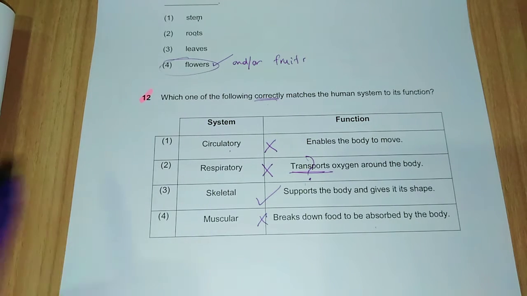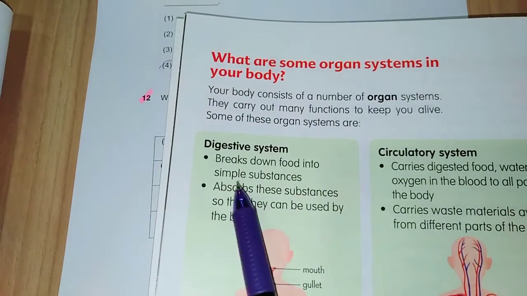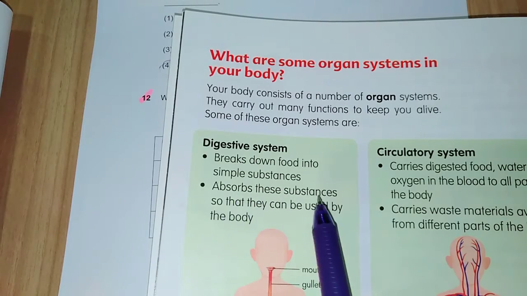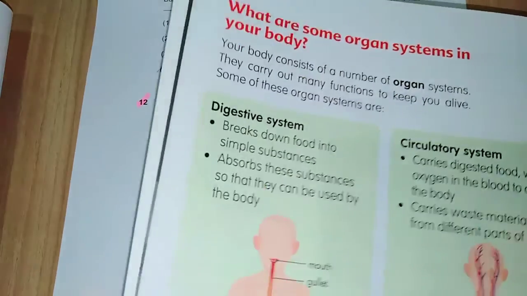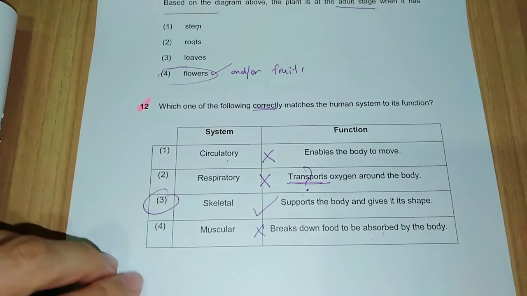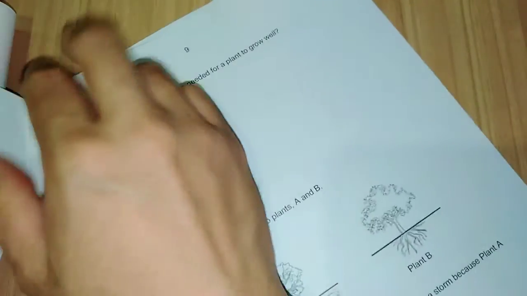You're correct. This is the digestive system. It breaks down food into simple substances, and absorbs these substances into our body to be used by the body. So this is also wrong. The answer for this is 3. Now with this, let's move on to the next part.